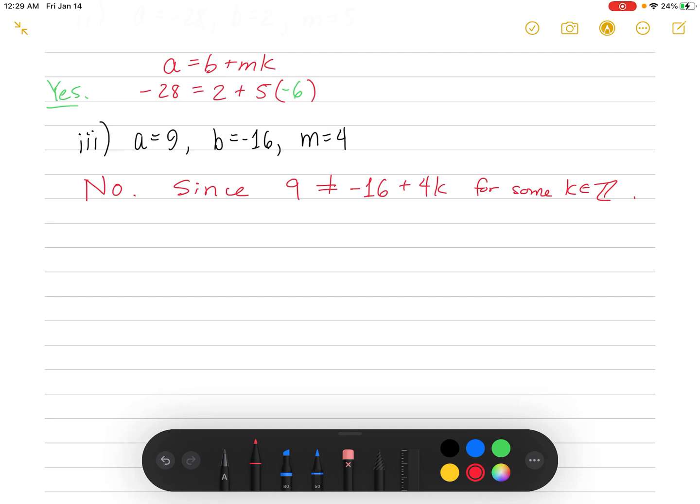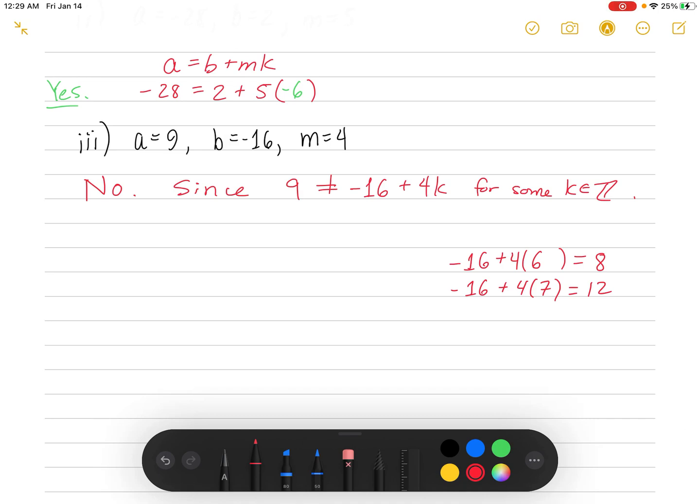I mean, you could go through a list of numbers, right? You could take -16 plus 4 times, what did we just do? We did 6, I think, and that gives you -16 plus 24, that would give you 8. That's about as close as you're going to get to 9, but you don't get there. You could try -16 plus 4 times 7. That would give you -16 plus 28 is 12. That's not going to get you there. So neither of those is 9.